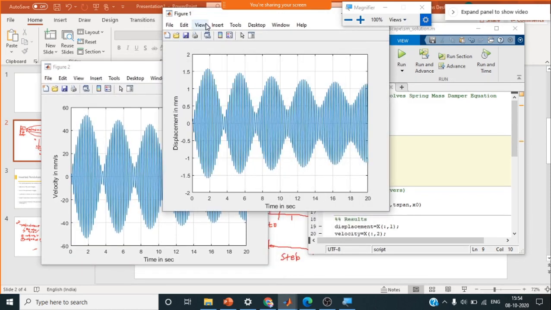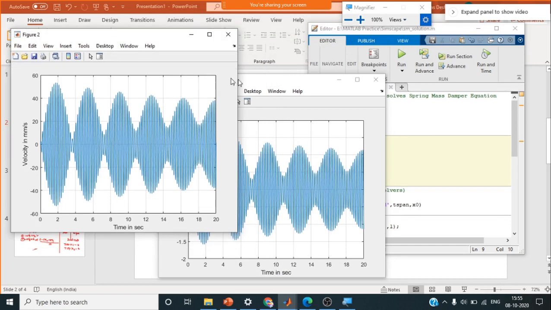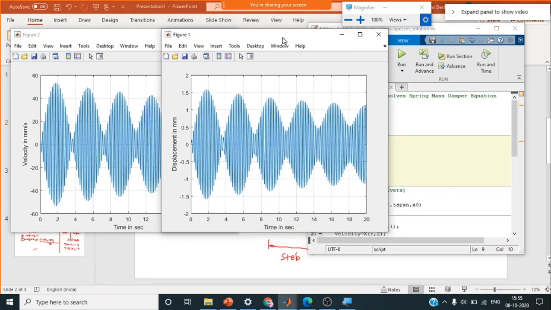So these are the different ways by which we can simulate the spring mass damper system. You can simulate a mechanical system. So many things we can do using a MATLAB tool. This is a very handy tool and you can play with it. If you have any questions, you can ask me.